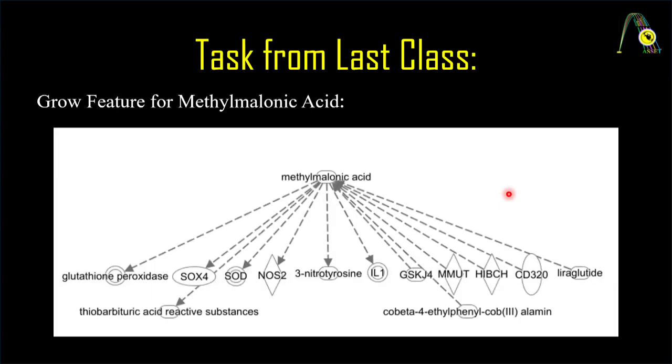And additionally, I also asked you to use the grow feature for methylmalonic acid as well. So upon using the grow feature for methylmalonic acid, you should have created something that looks something like this. Several arrows going up that are upstream, arrows that go up to methylmalonic acid. These affect methylmalonic acid. And several arrows going down. These are downstream to methylmalonic acid. So you should have gotten something that looks like this. And again, these are after I've already moved around the nodes.